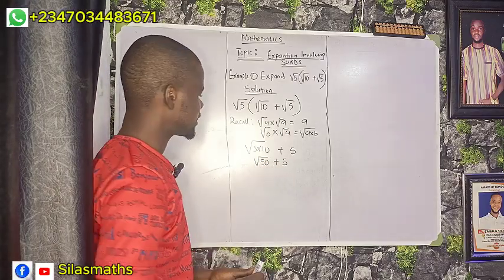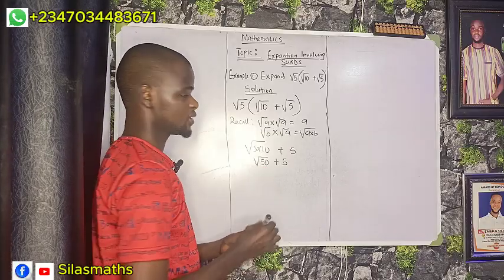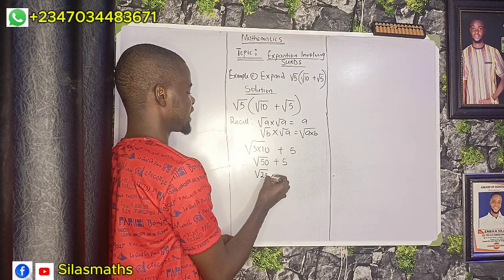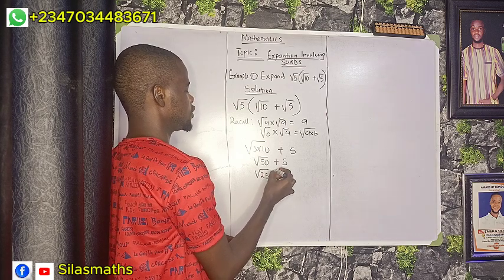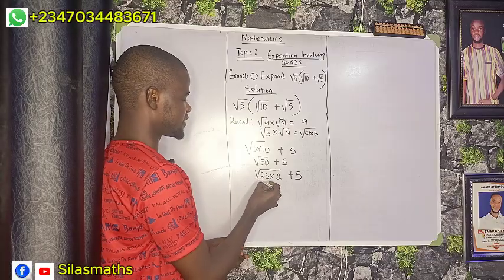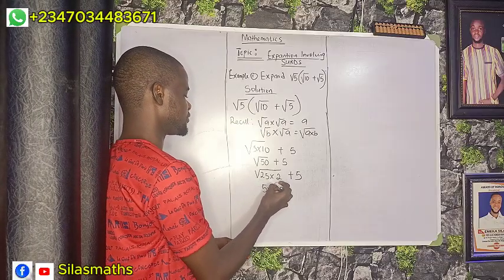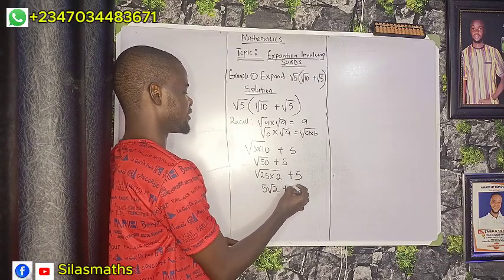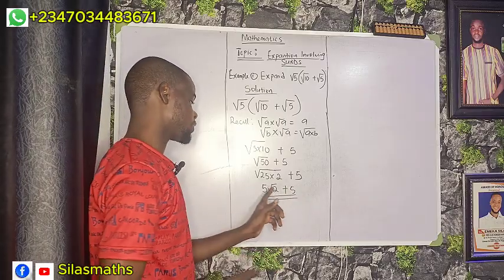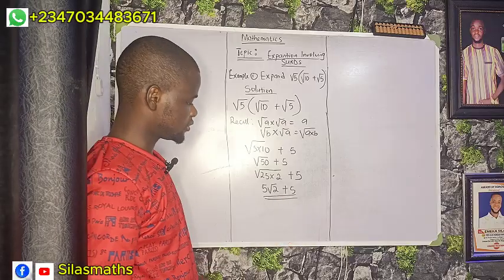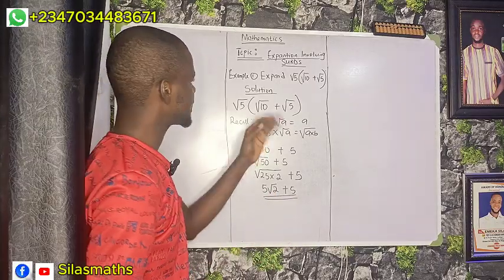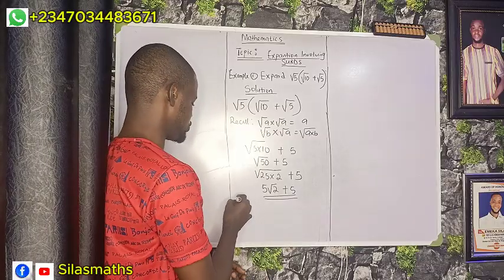Square root of 50 can be expressed as square root of 25 times 2 plus 5. Square root of 25 is 5, so I have 5 root 2 plus 5, and that's the final answer. I can't add the two of them because they are not common: this has root 2 and this is just an ordinary 5. So that's that for this one. Let's jump into example 2.